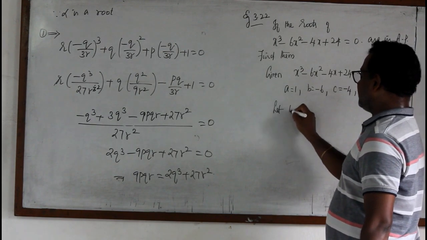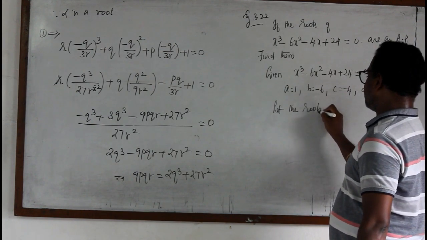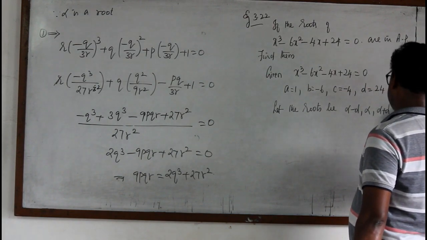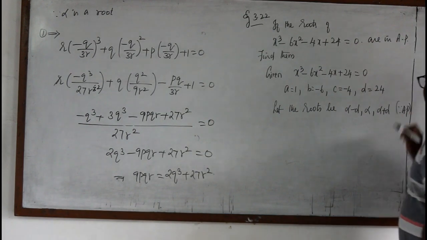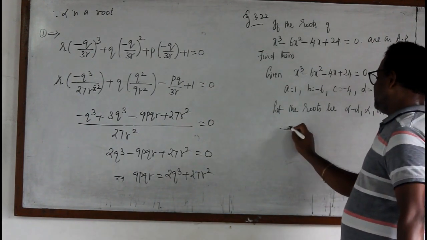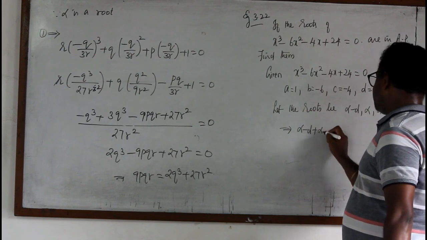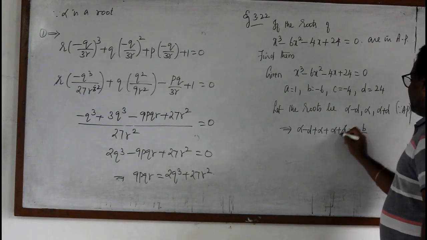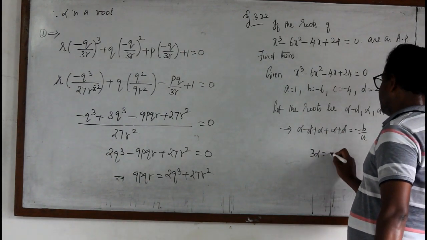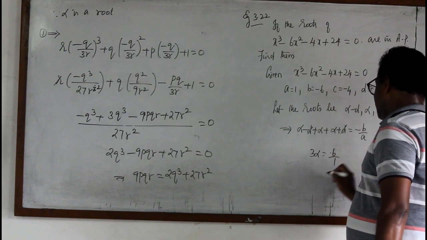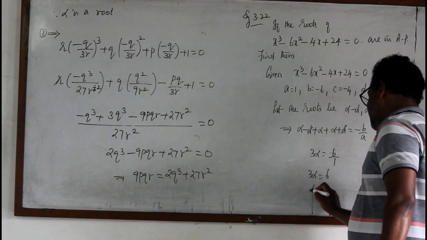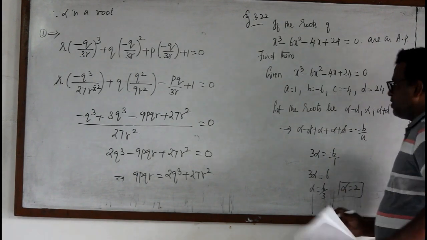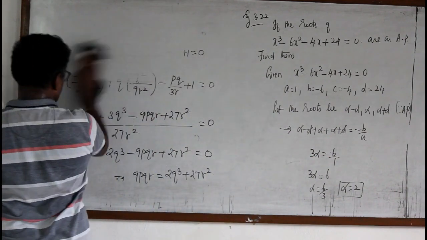Let the roots be alpha minus d, alpha, alpha plus d, because they are in AP. Now the sum: alpha minus d plus alpha plus alpha plus d equals minus b by a. The d's cancel. 3 alpha is plus 6 by 1, so 3 alpha equals 6, alpha equals 6 by 3. So alpha is 2. Therefore, we have figured out one root, which is 2.